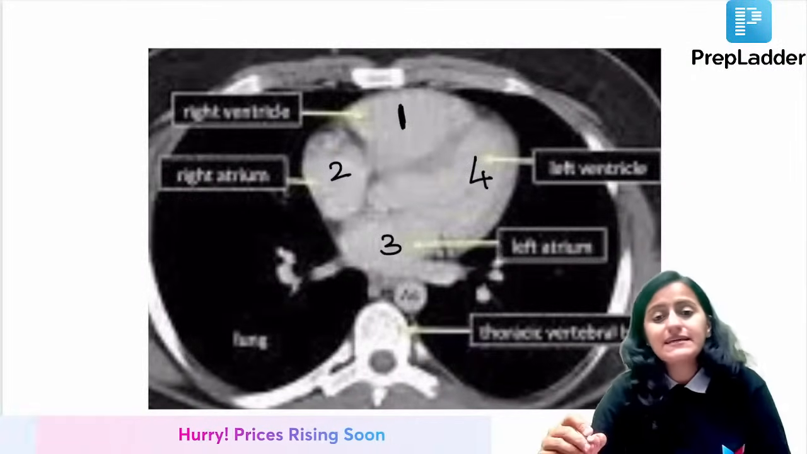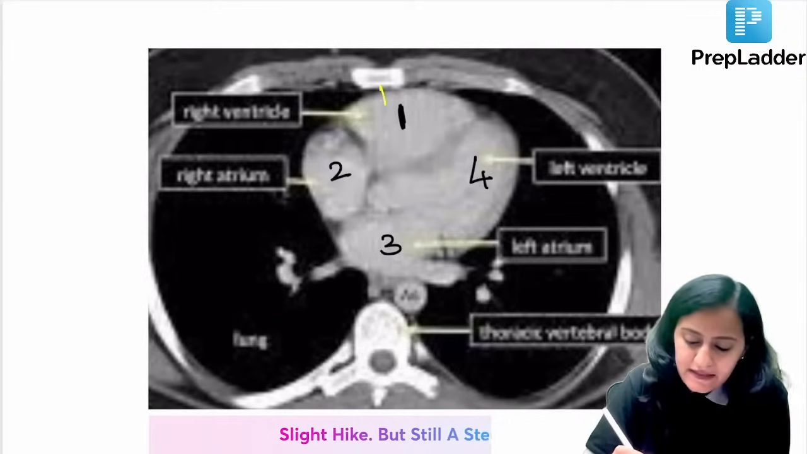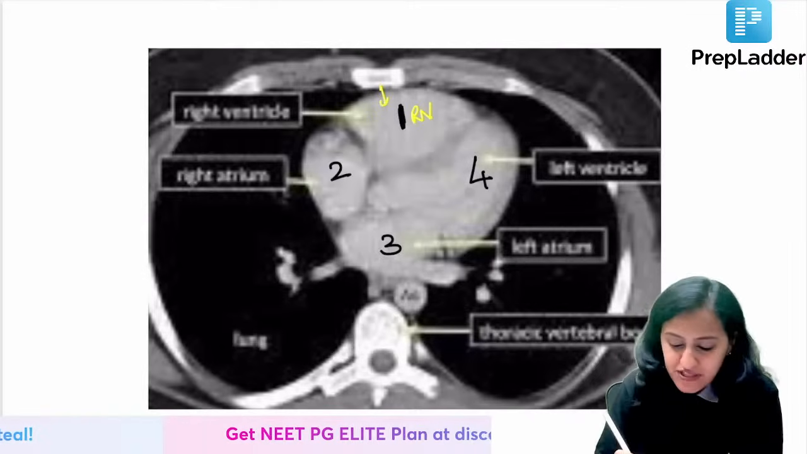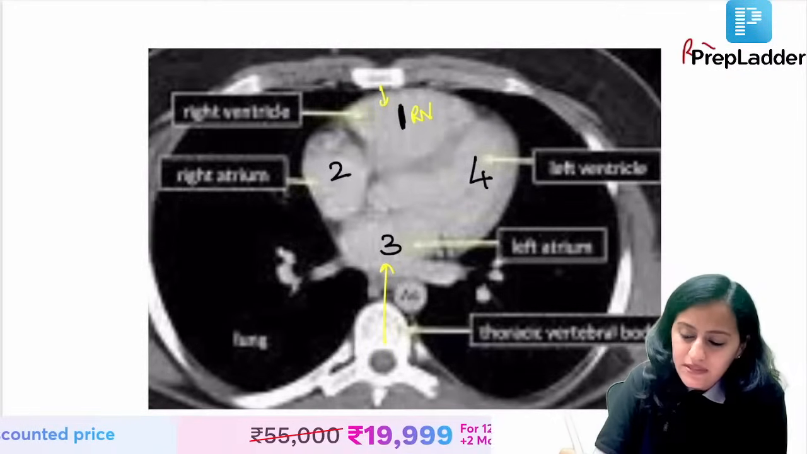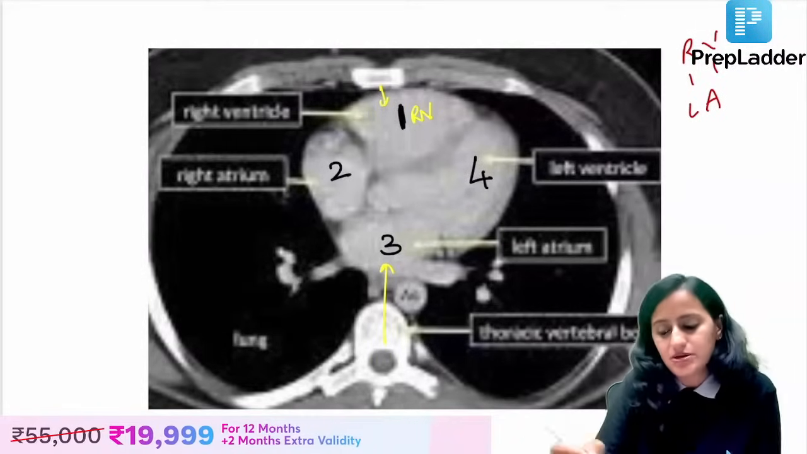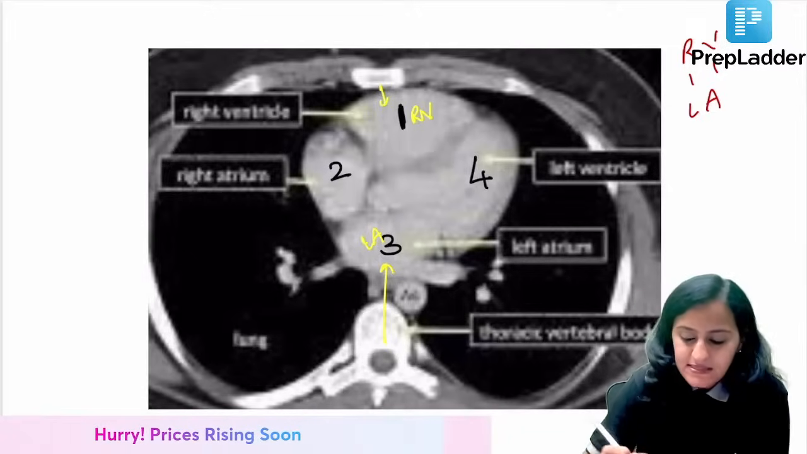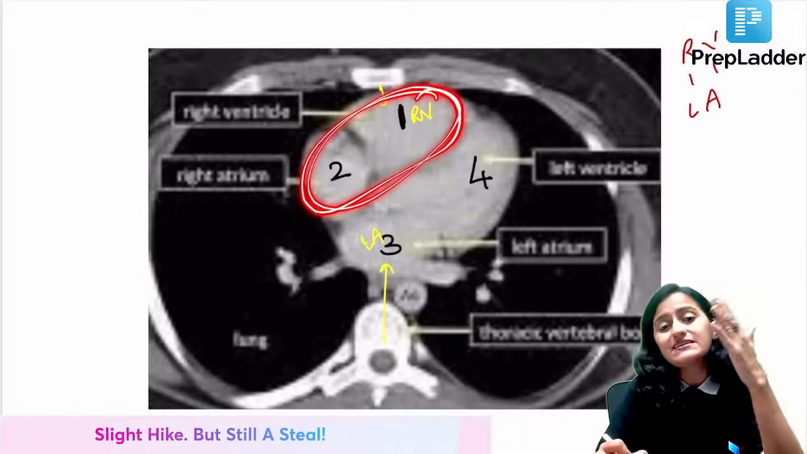Going to next one, identifying the heart chambers. Very, very important. How do you identify them? The anterior most one is the right ventricle, and the posterior most one, if you come from behind, reverse the right ventricle, that becomes the left atrium. So the posterior most one is the left atrium. Now this is the midline of the heart.